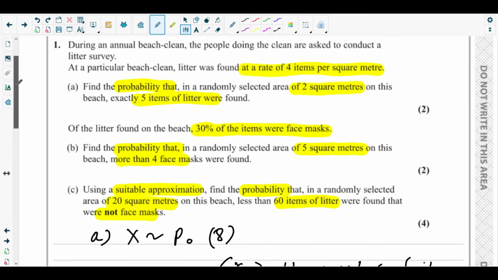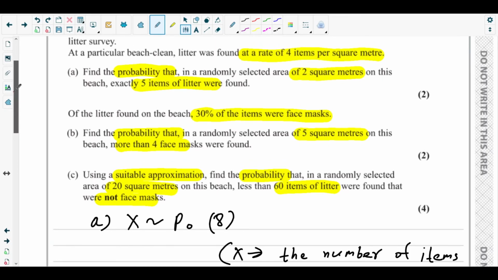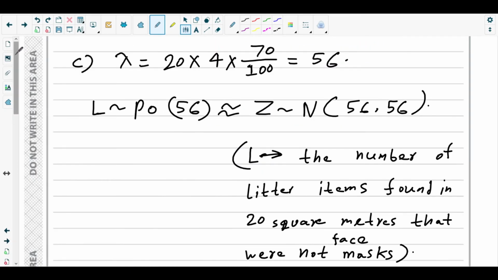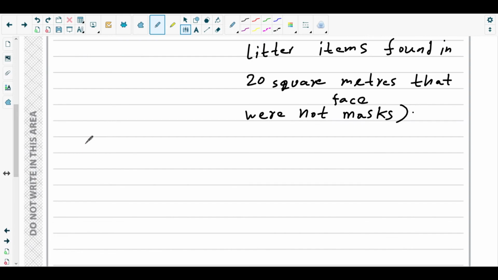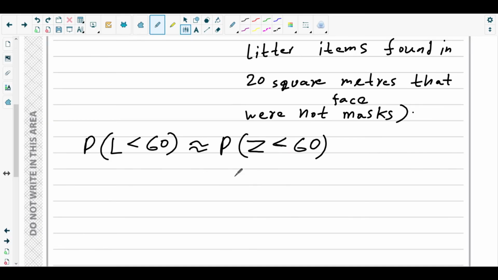They wanted less than 60 items of litter. So less than 60 means probability of L less than 60. It can be approximated using probability of Z less than 60.